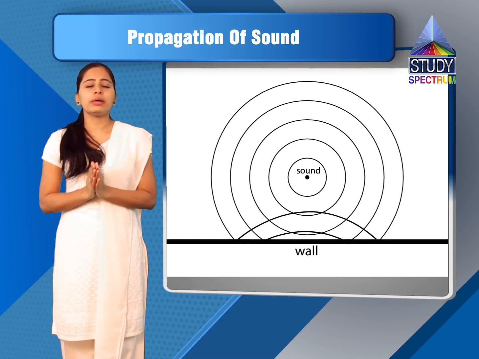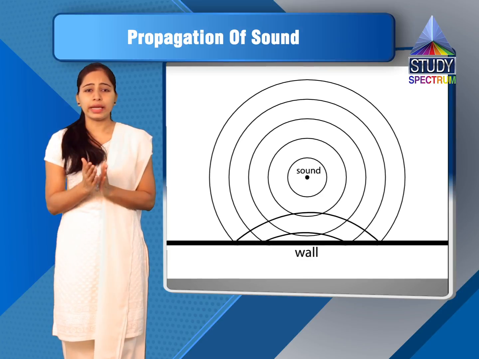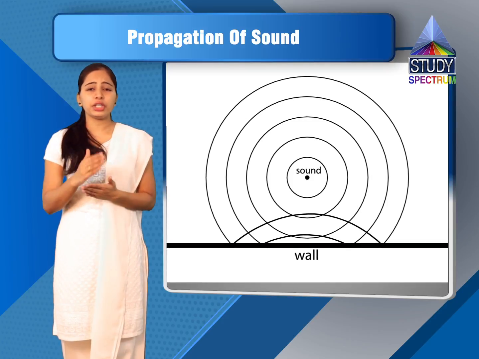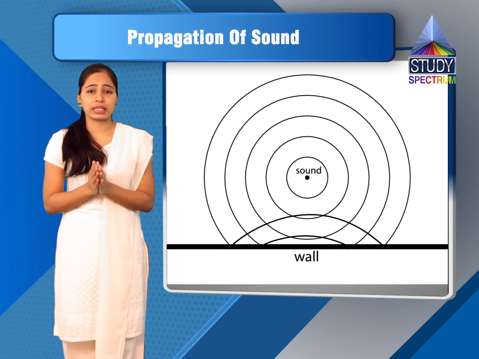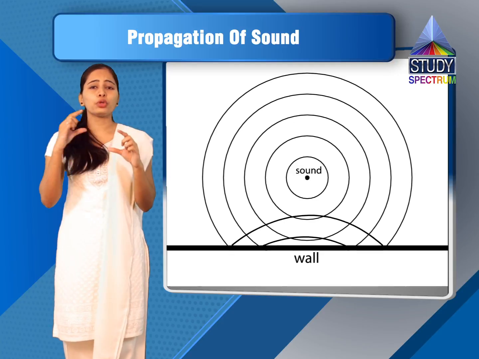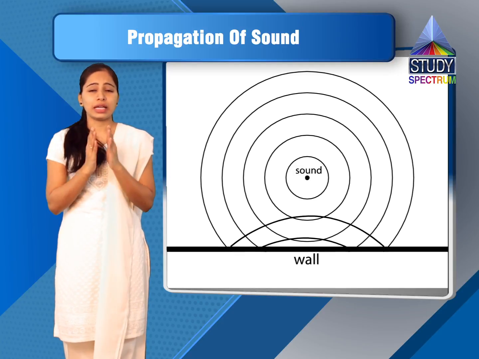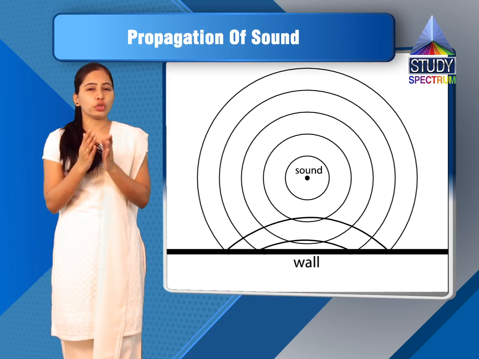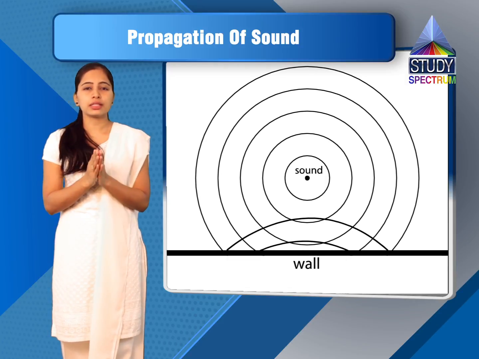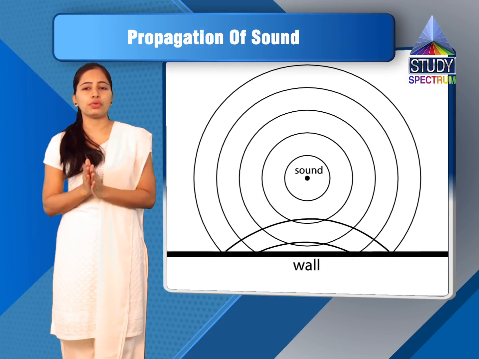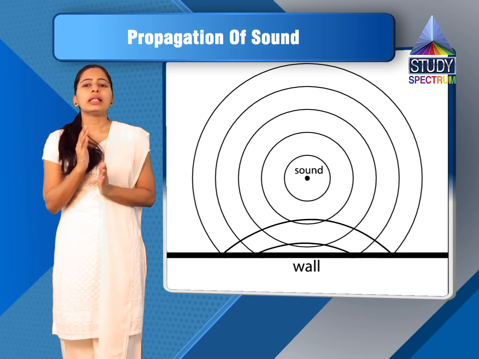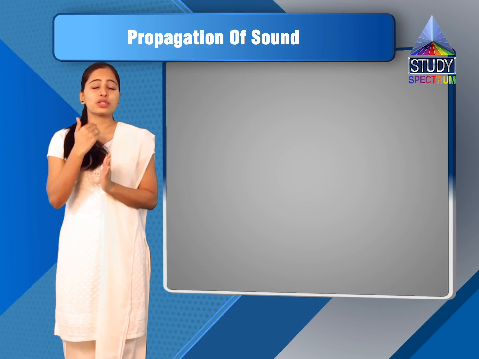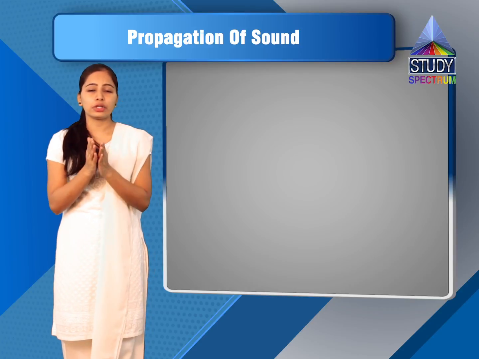We cannot compare the speed of sound with that of light, since light travels at about 3 × 10^8 meters per second. That means on 3 we have to put 8 zeros. That many meters light will travel in a second. So you can see light has much more speed than sound. So we can't compare those two. That is, light travels at a speed which is of the order of 10^6 times more than that of sound.